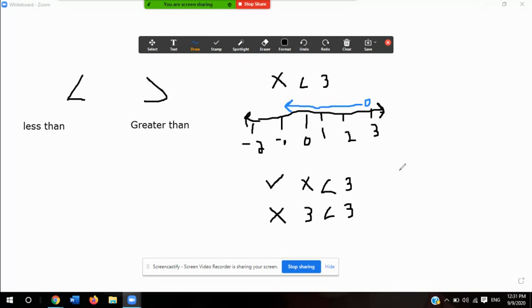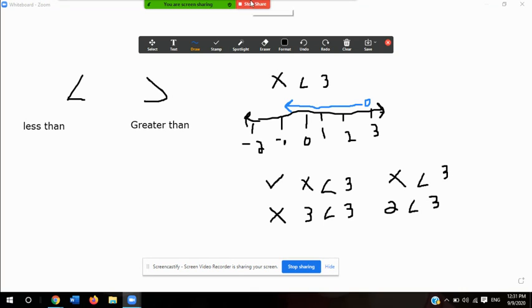If I want to make x is less than 3 true, that means I have to change the value of x to possible numbers that are smaller than 3. So if I change the value of x to 2, and I say 2 is less than 3, then this statement is true. 3 is less than 3 is false. 3 is equal to 3. But 2 is less than 3 is true.